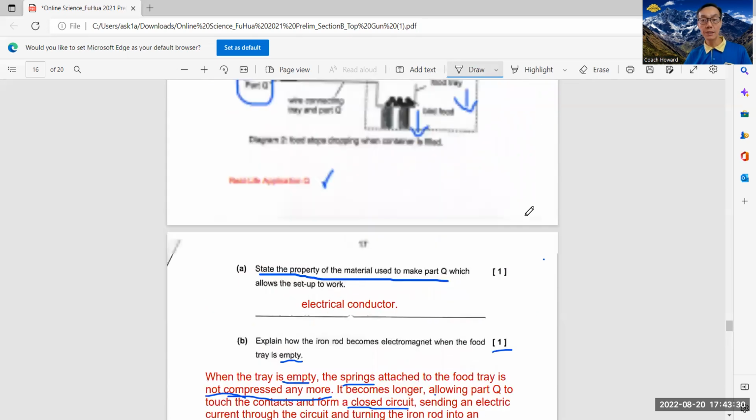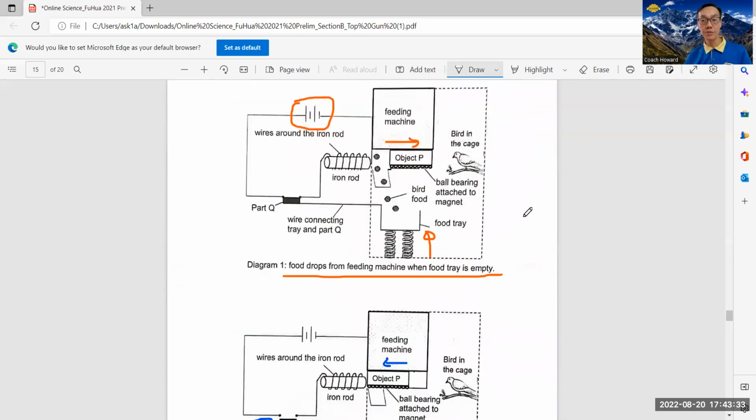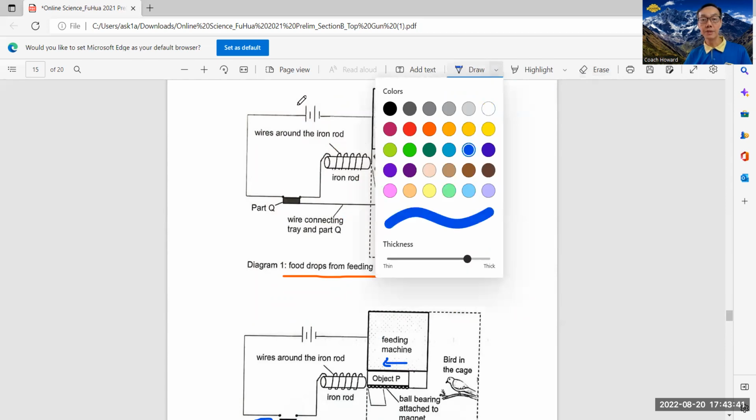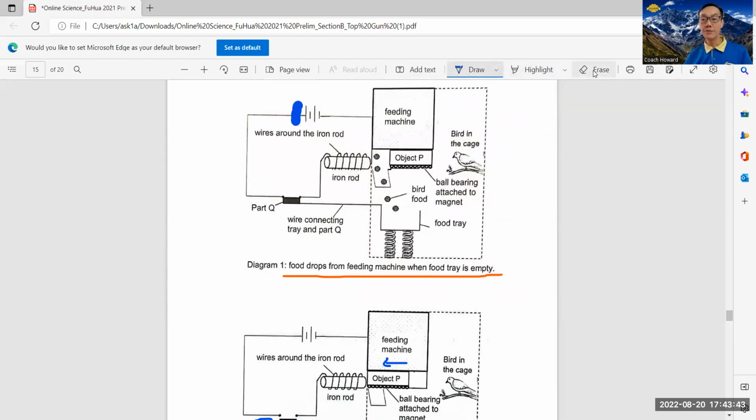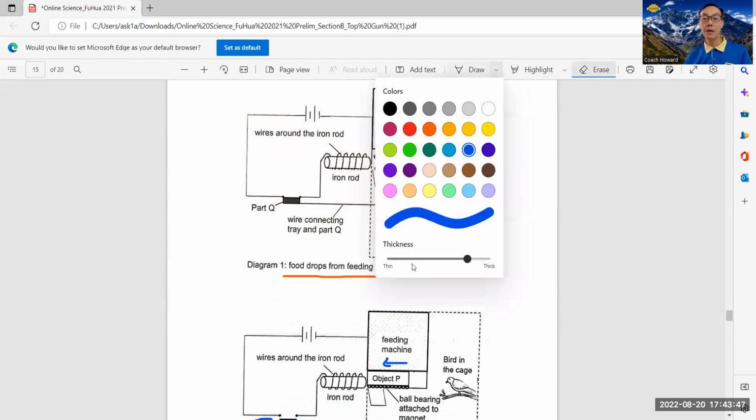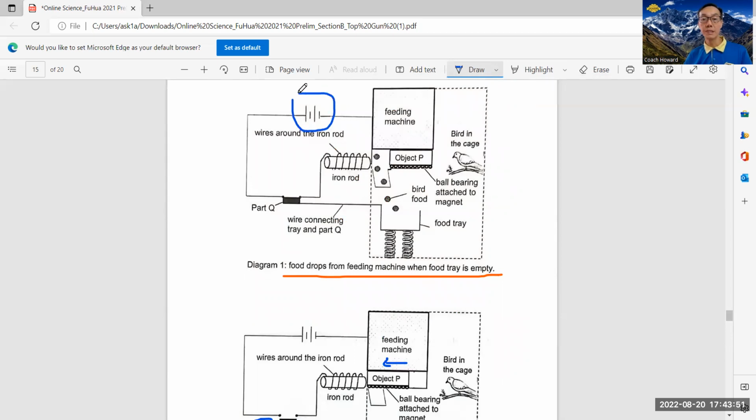Okay, why can this work? Let me erase this part so that you can understand. Now there are 2 batteries there. So 2 batteries means the electrical power is doubled because they are connected in series. So this one you can minus 1. And then also this one, they show the number of coils. You can reduce the number of coils.